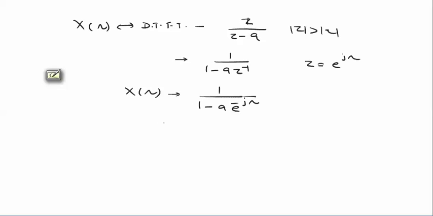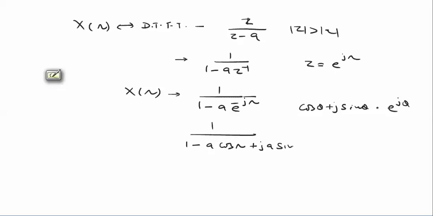It is the DTFT. We can further solve it through the Euler formula, cos theta plus j sin theta. It is the formula given by Euler. We can use this here: 1 minus a cos omega plus j a sin omega. This is the DTFT. We can calculate the magnitude portion and the phase portion separately.